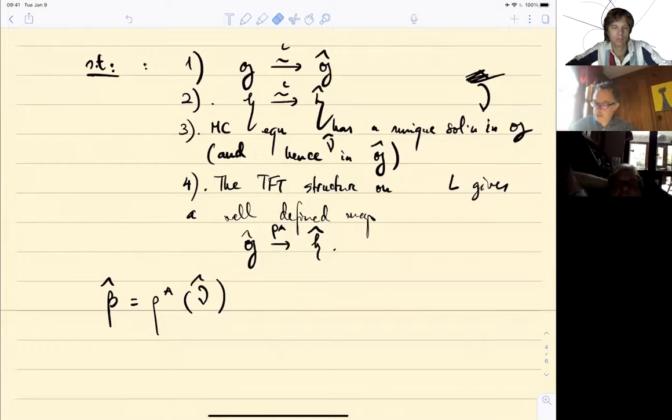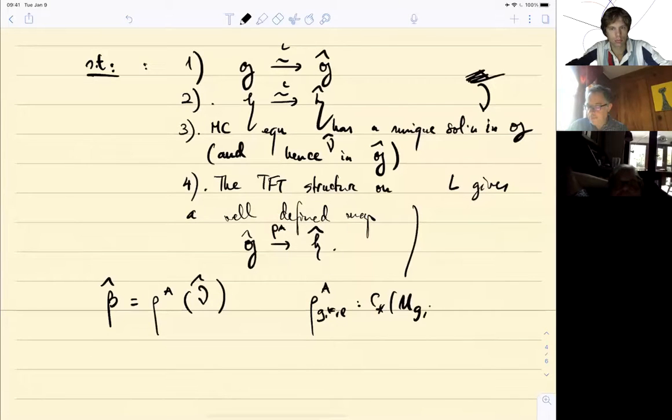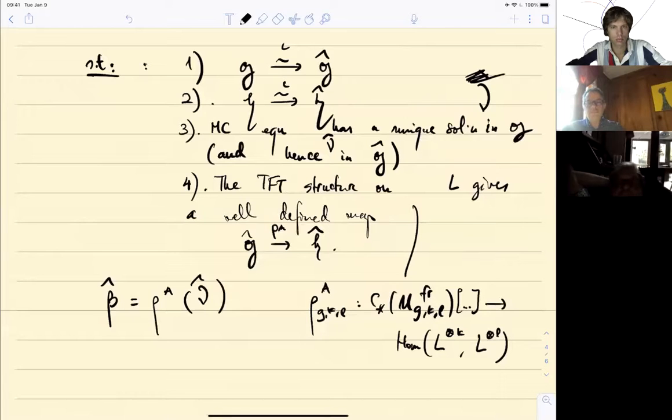On L, okay. Right. So I remind you that what the TFT structure meant was simply saying that I have maps rho A from chains on M_{g,k,L} framed, with some shift, but let me ignore that, to Hom(L tensor K, L tensor L). This is what, whenever you gave me a cyclic infinity algebra, the Hochschild chains of that with some shift, which is exactly what I call L, has a structure of the target of a topological TFT. For any chains on one side, I get a map on the other side. Does this make sense? Is this good?